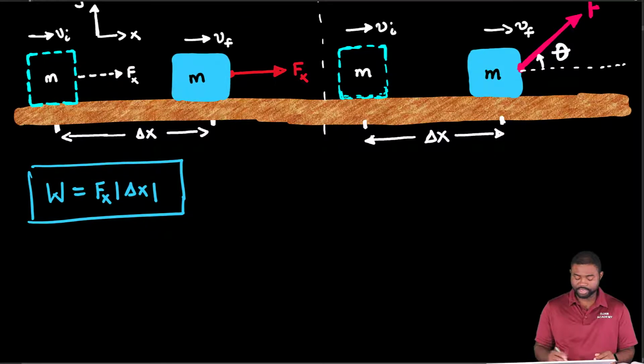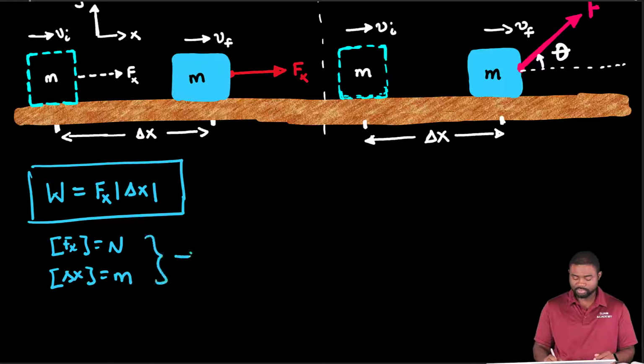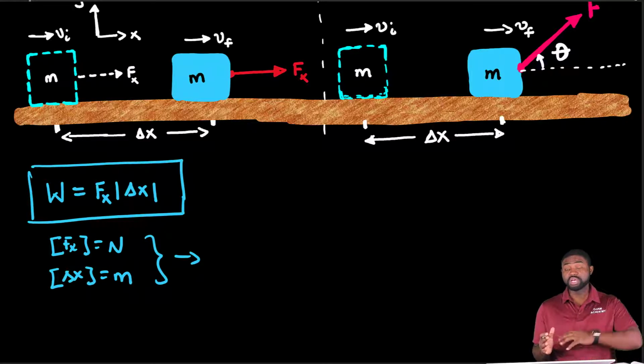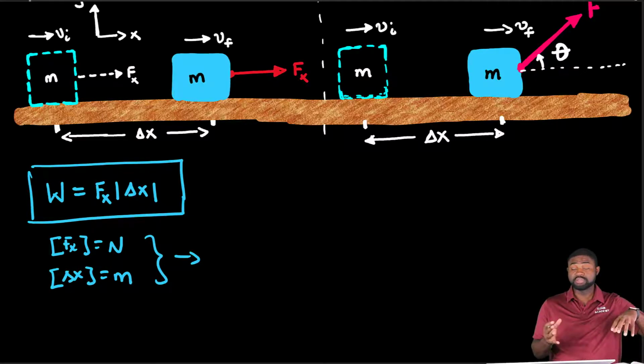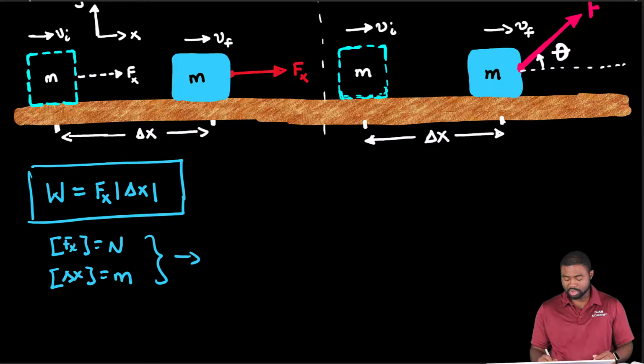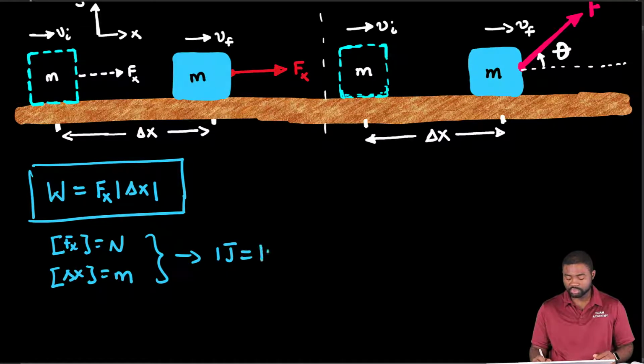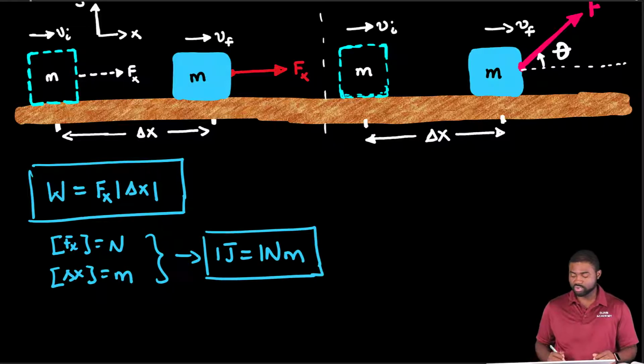Now, what you need to bear in mind is that the SI unit of force is the Newton, and the SI unit of displacement is the meter. So this implies that the unit of work is simply Newton meter. Now, by definition, work is the mechanical transfer of energy, or work is simply the transfer of energy. So the unit of work is the same as the unit of energy, the joules. In other words, 1 joule is equal to 1 Newton meter. So this is the SI unit of work.